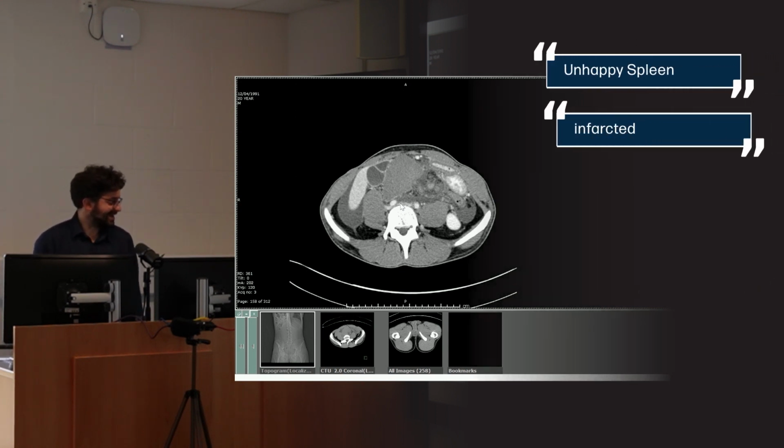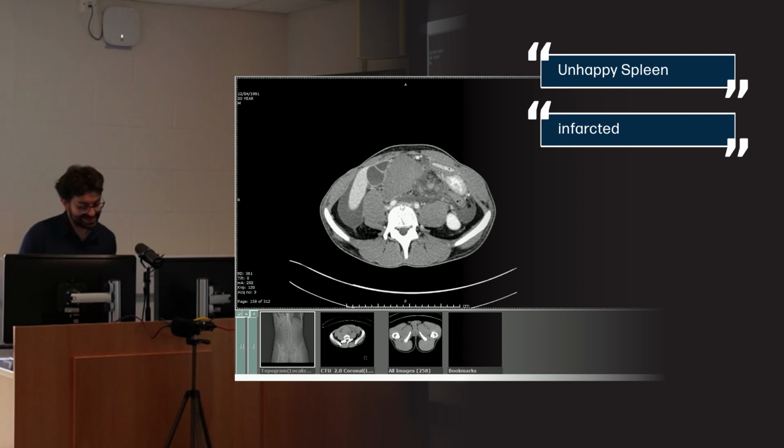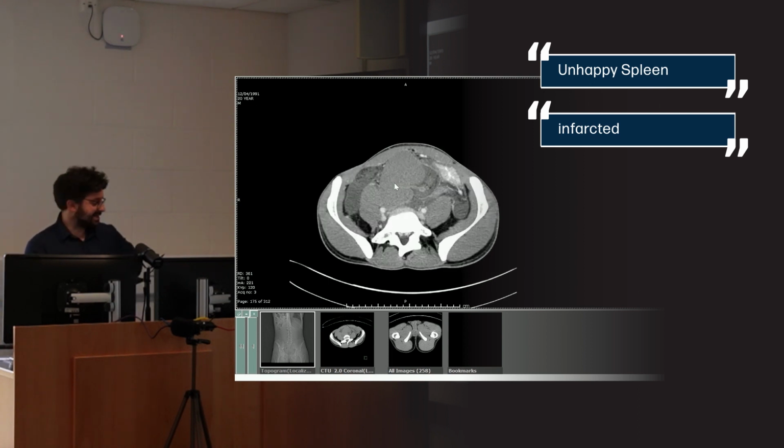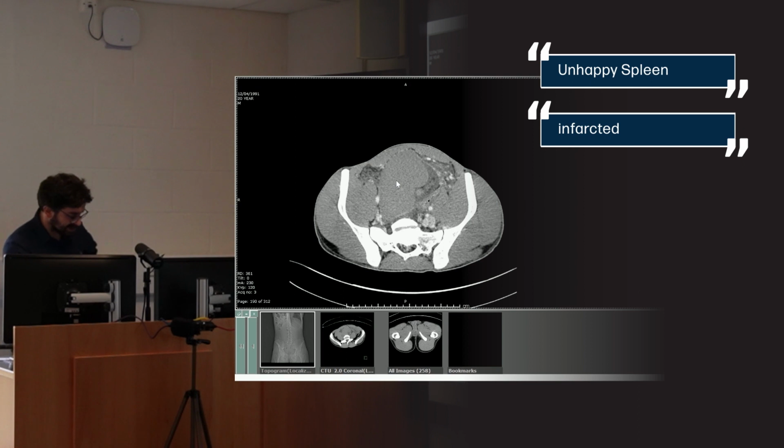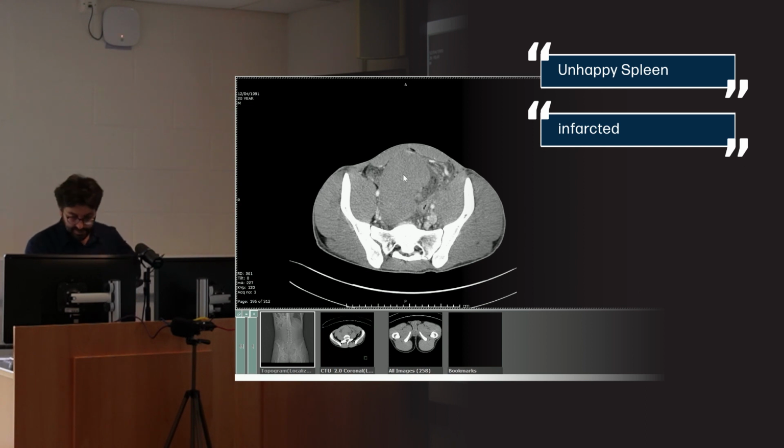May have given away the answer. Yes, that's right. This is a very unhappy spleen. So this is a spleen that is not enhancing. And as we've talked about those concepts, an organ that should enhance, that does not enhance, is an infarcted organ, or an ischemic one at least.